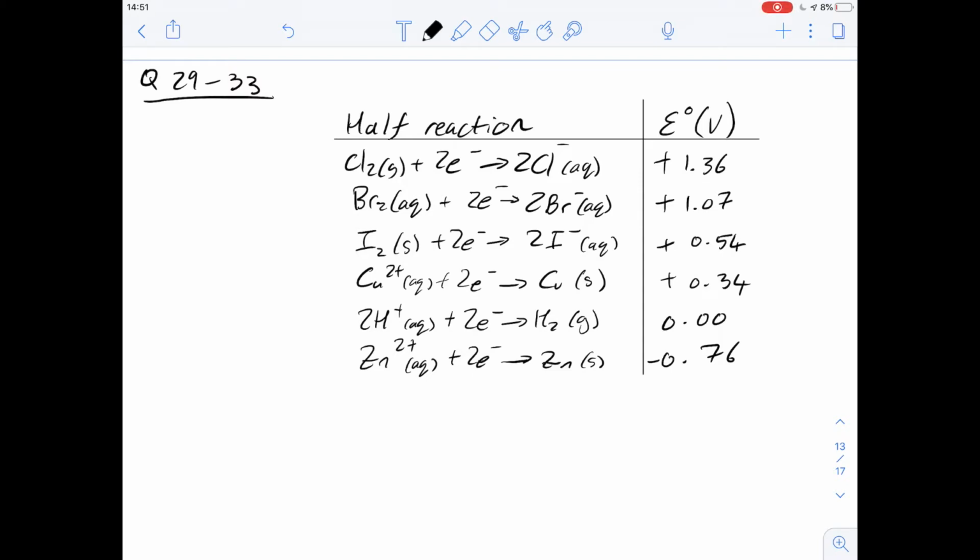Hi, I'm Carl, and in this video we're going to have a look at questions 29 to 33 of section 3 of the orange booklet. So this is a pretty complex question about different reduction potentials.